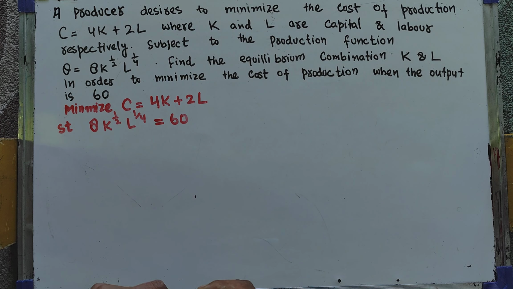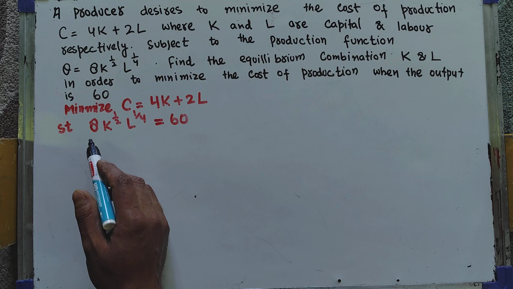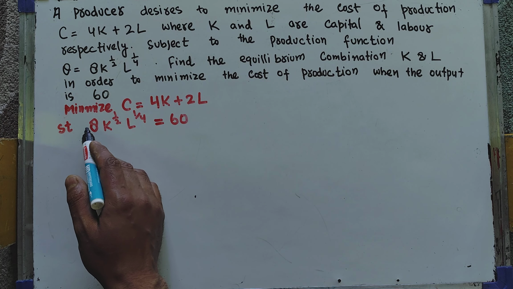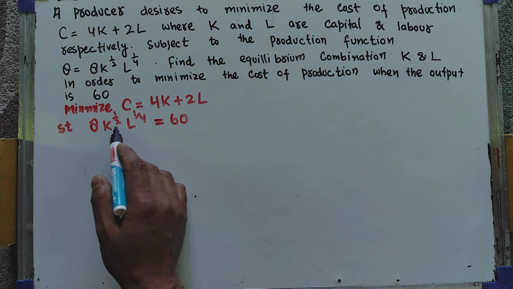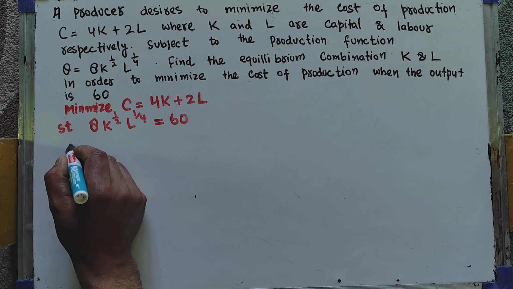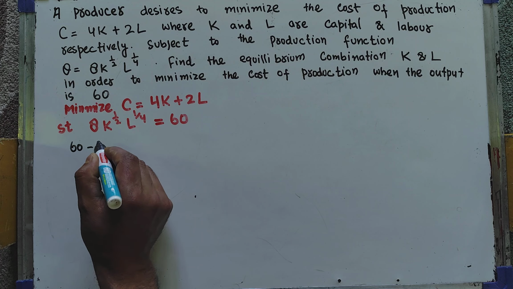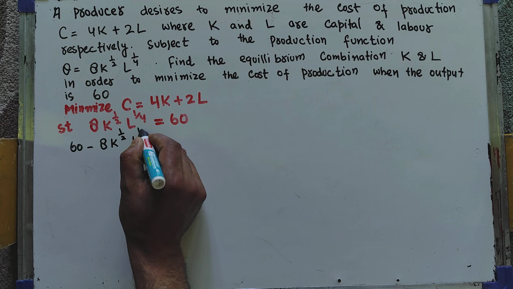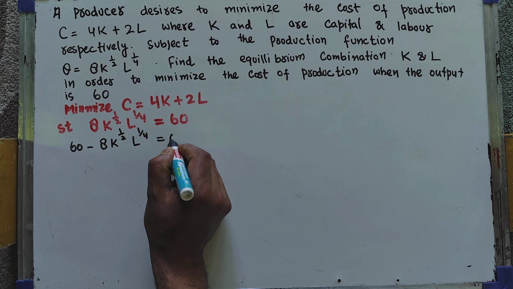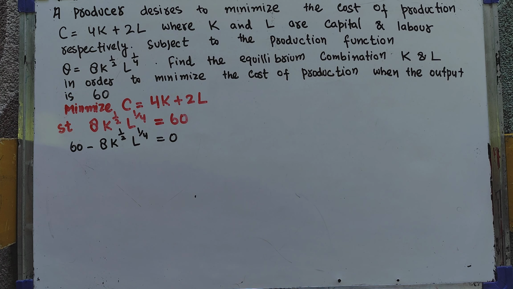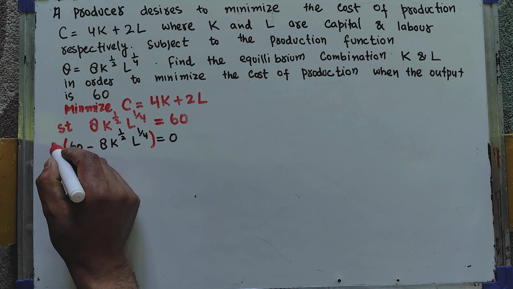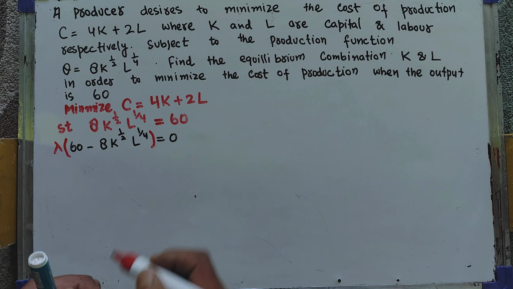To solve it using the Lagrangian multiplier method, we set the production constraint equation equal to 0. That means we have 60 minus 8 K to the power 1 upon 2 times L to the power 1 upon 4, and we set it equal to 0. Okay, first step is this. Second step is we multiply this resulting constraint both sides by lambda. Okay, so lambda times 0 will be 0 on the right hand side. I will not write it.